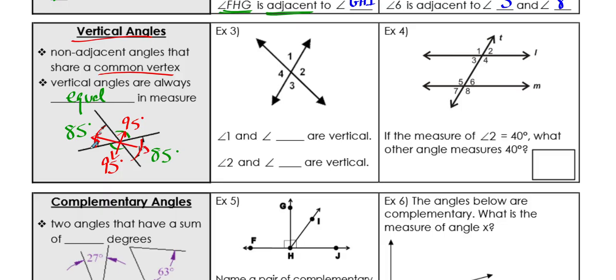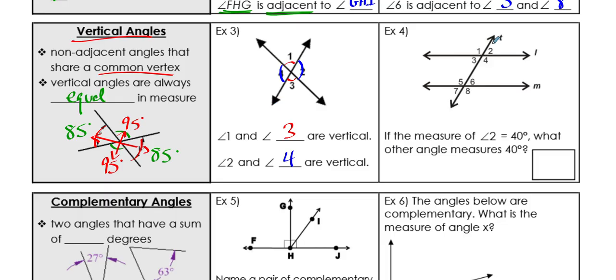Across from each other, they are called vertical angles, and they are equal to each other. So angle 1 and angle 3 are vertical. They are directly across from each other. Angle 2 is vertical to angle 4. It's just on opposite sides of these two crossing lines.